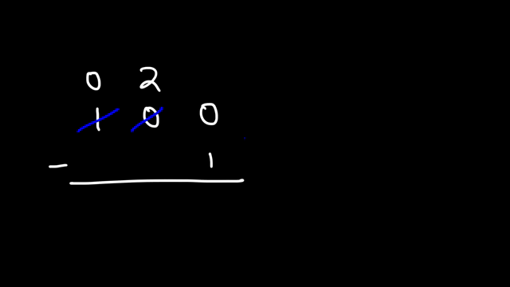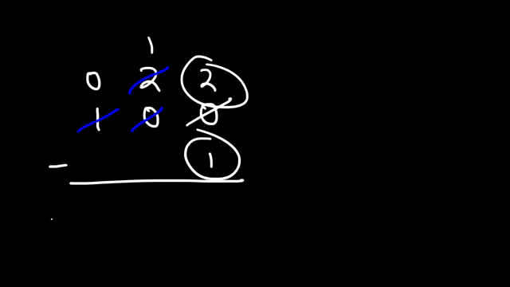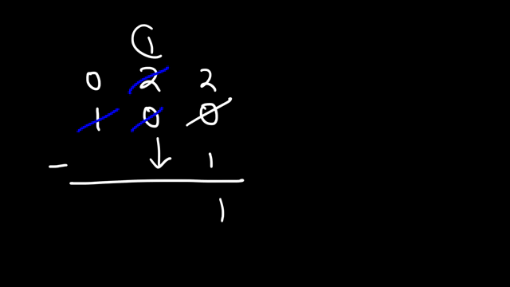Now we still need something in this column. So let's borrow a 1 from the 2. So this becomes a 1, and this becomes a 2. Now we can subtract. So 2 minus 1 will give you 1. And then you can bring down the 1 here because there's nothing to subtract it. 1 minus 0 will be 1. And you can bring down the 0 as well.